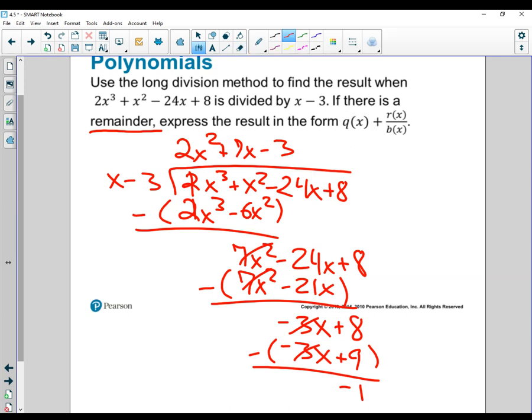This is the part everyone needs to soak in. -1 over x minus 3. Yes. Why is it this one and not this one? I'm going to tell you, but think about it.